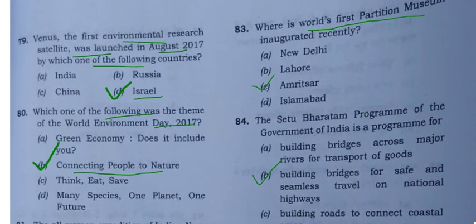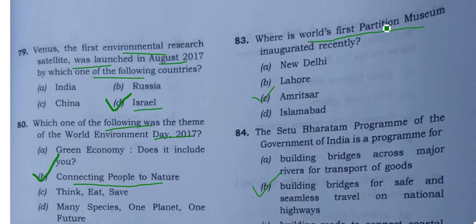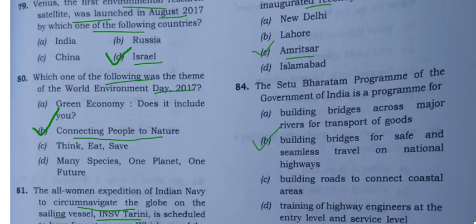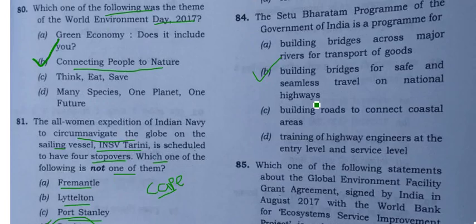Now let's talk about the 83rd question. Where is the world's first partition museum inaugurated recently? So it's in Amritsar. Okay. 84th one. The Setu Bharatam program of the government of India is a program for building bridges for safe and seamless travel on national highways. Actually, at some places where a railway crossing is there, the government of India is building bridges for safe and seamless travel so that no obstruction can be there because of railway lines.